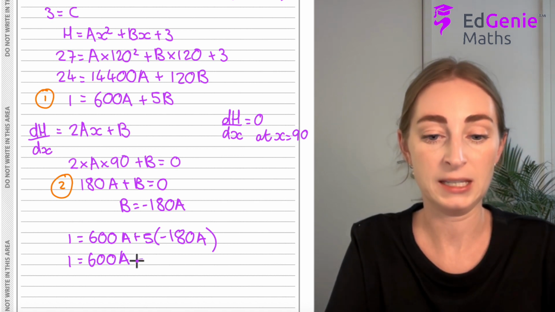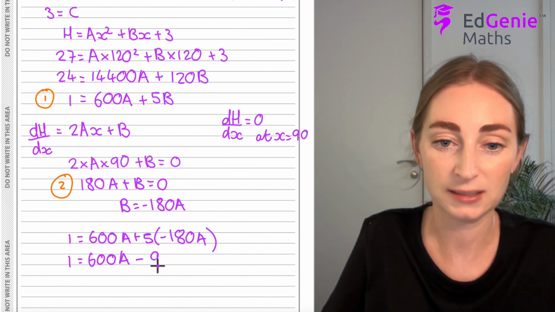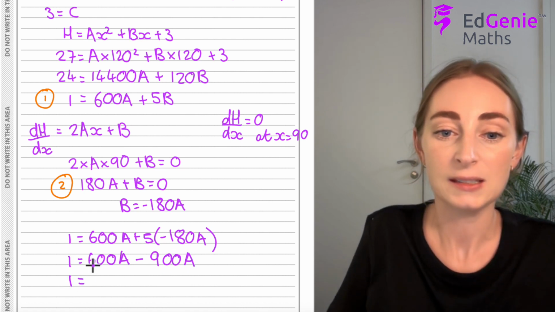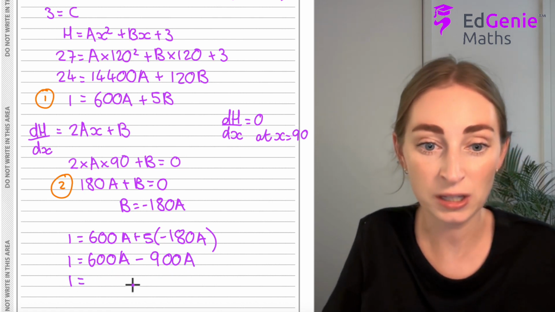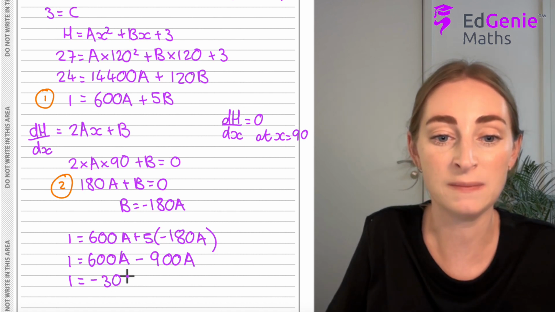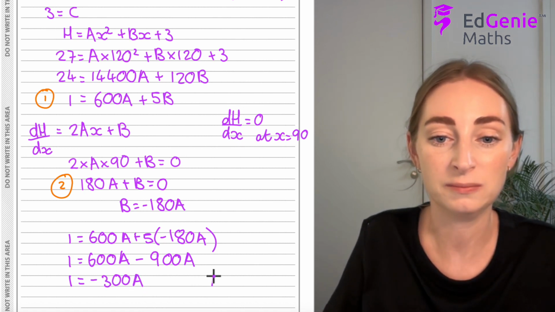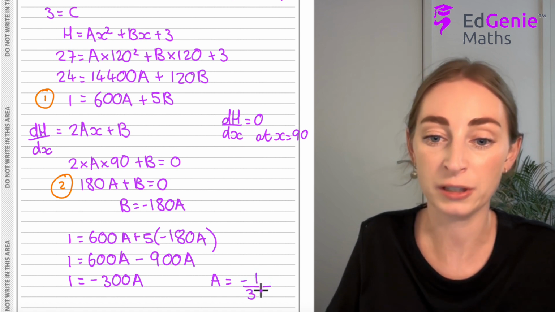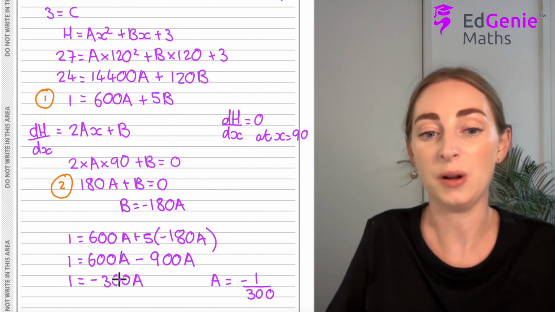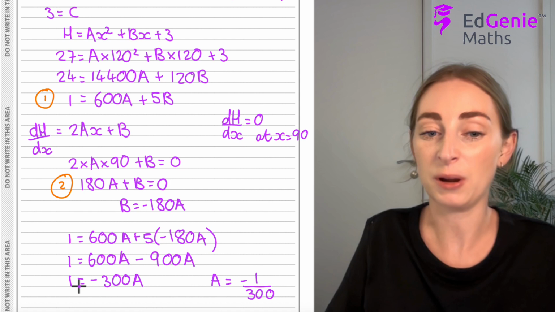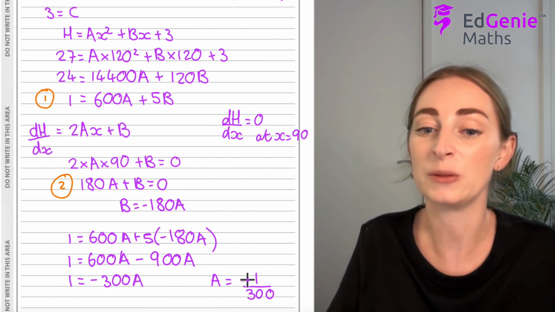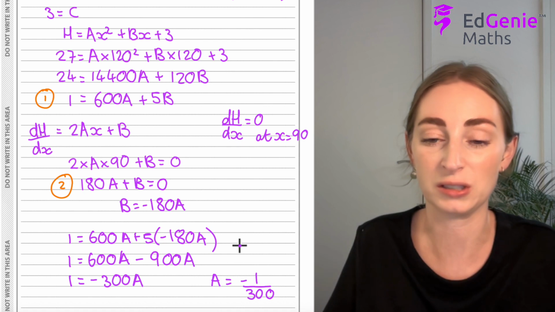5 times 180 is 900. 600a, take away 900a, so we've got minus 300a. So a must equal minus 1 over 300, because I divide by negative 300 on both sides. So I'm left with a equals minus 1 over 300.